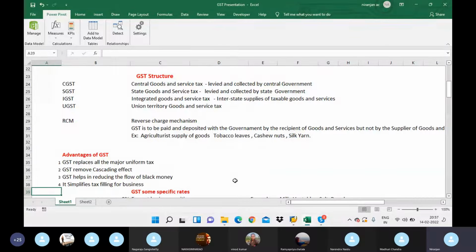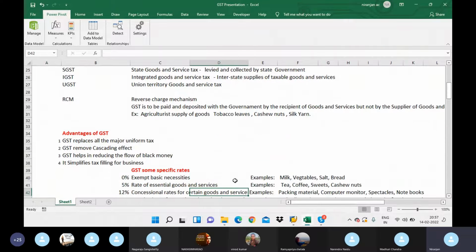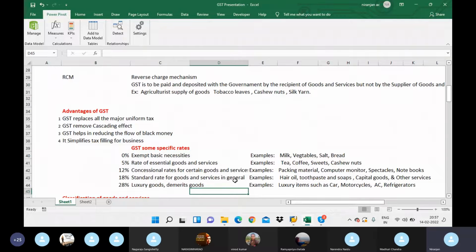These are the main advantages of the GST. And coming to GST, some specific rates: 0%, 5%, 12%, 18%, 28%. These are the standard rates in India. So GST specific rates. 0% is exempt for basic necessities, for example, milk, vegetables, salt, bread. These are all basic necessities for human beings.